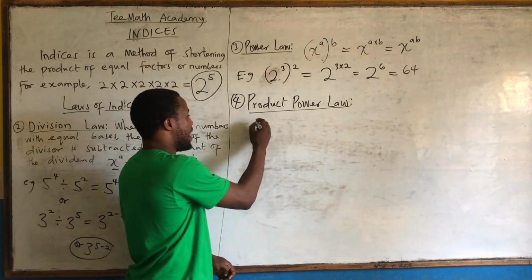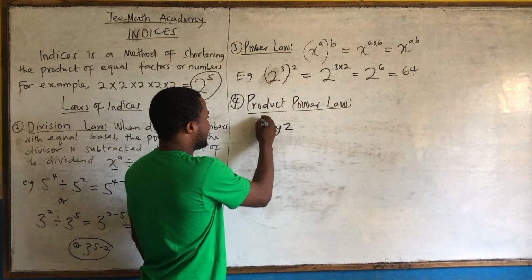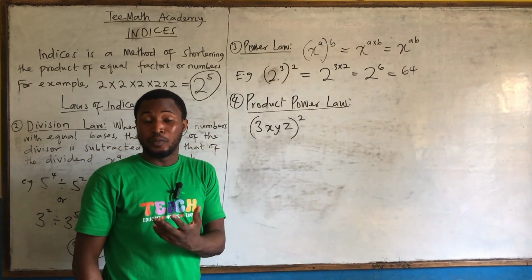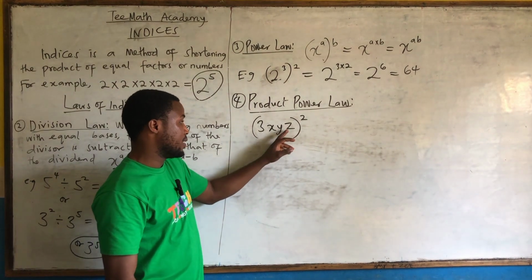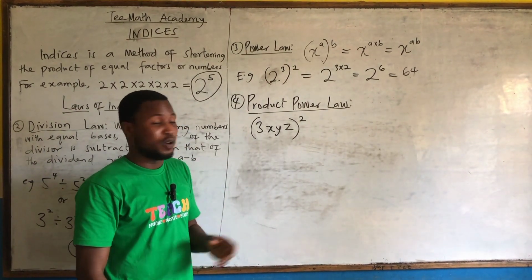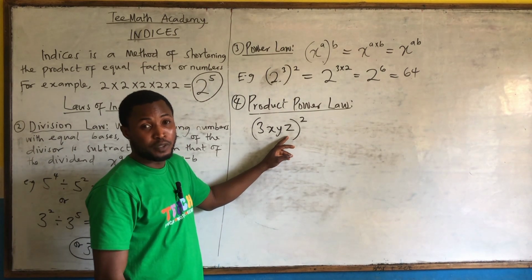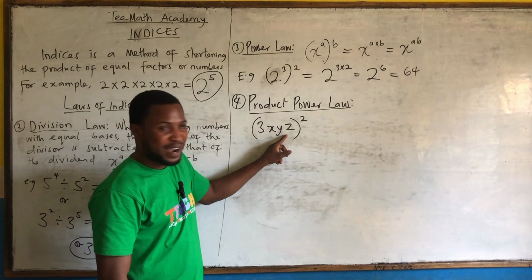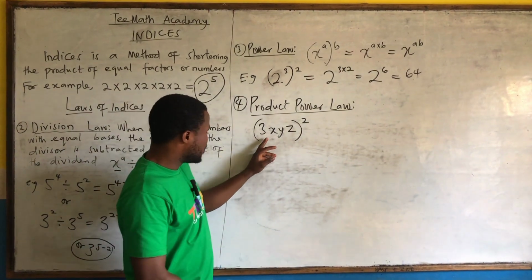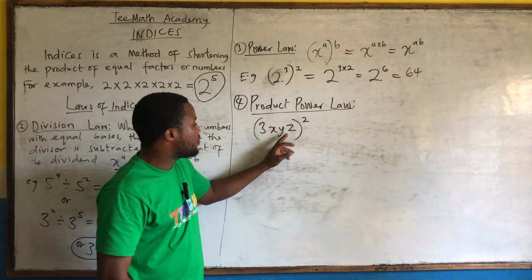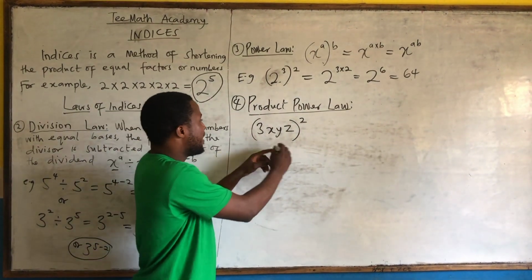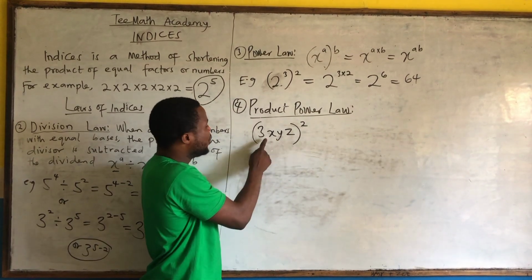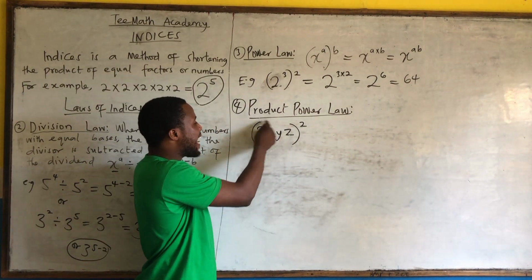How do I mean? If I have 3x, y, and z, all raised to power 2. Now, what brings this together is multiplication. So if I have 3 times x times y times z, that is 3xyz. What brings them together is multiplication, that's why we call it product. So when the product of different factors are all raised to a certain power, this power will be given or distributed to each of the numbers inside the bracket.